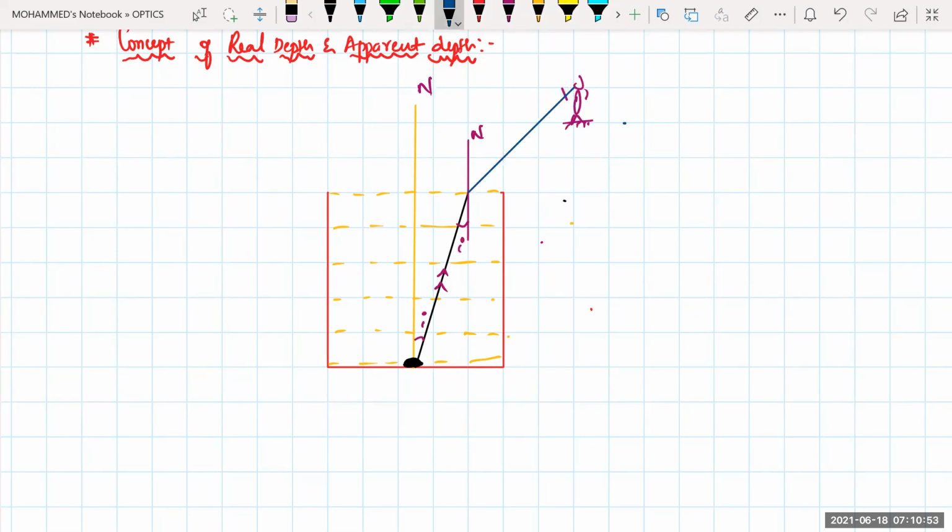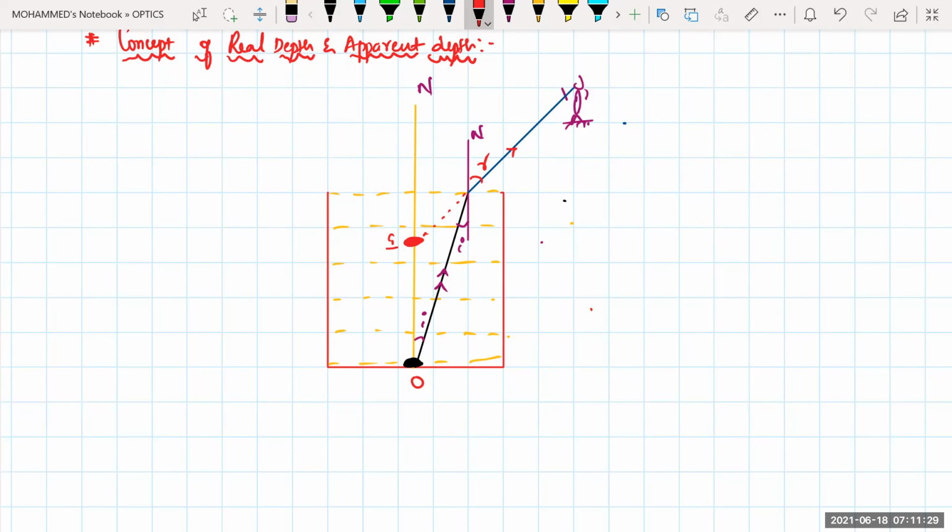If I extend this in the backward direction, I am able to see this object somewhere here. This is the ray diagram. This is the angle of refraction, that is nothing but r. This is the object, and this will be the image. That means I'm able to see the image, and it is slightly raised above.